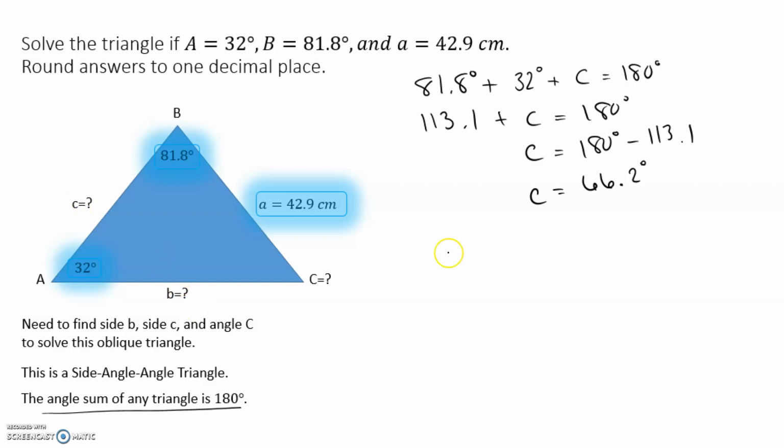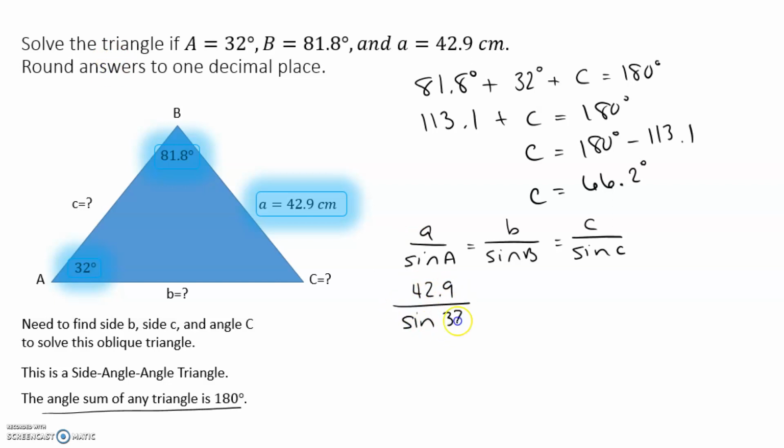And I'm going to use the law of sines for that. So it'll be a over sine A is equal to b over sine B, which is equal to c over sine C. Okay, and I'm going to plug in what I know. So that'll be 42.9 over sine of A, which is 32. I don't know what b is, but I know what angle B is, that's 81.8. I don't know what side c is, but I just found angle C to be 66.2.